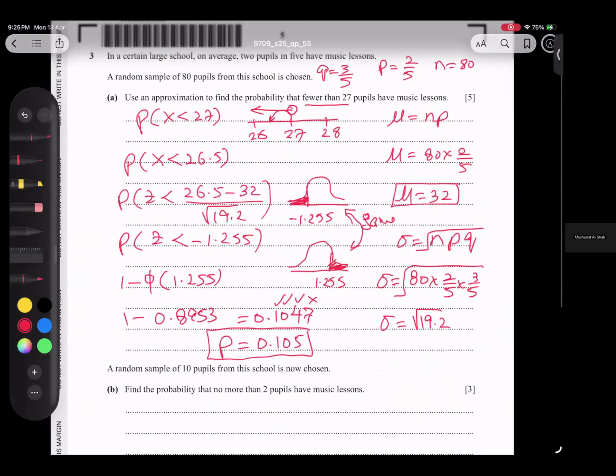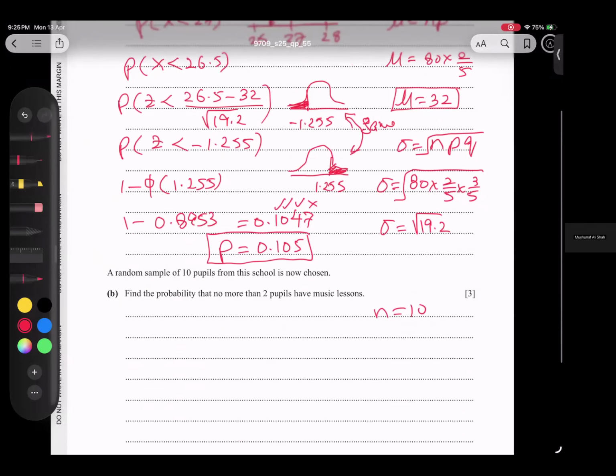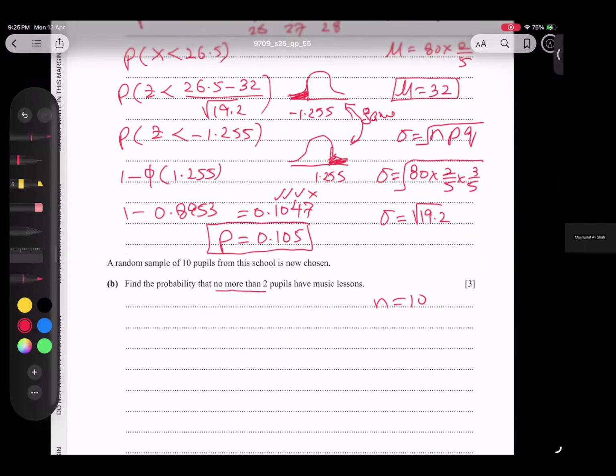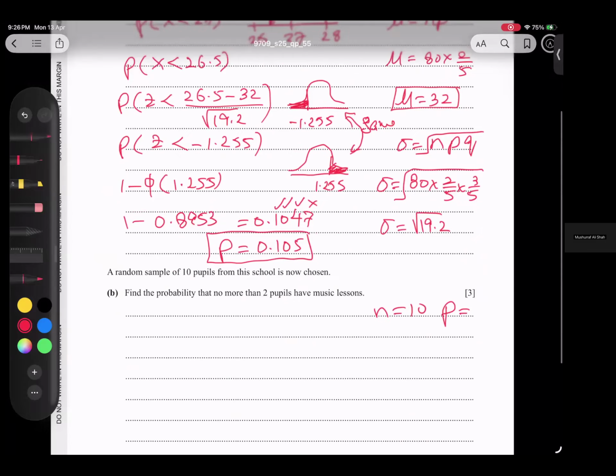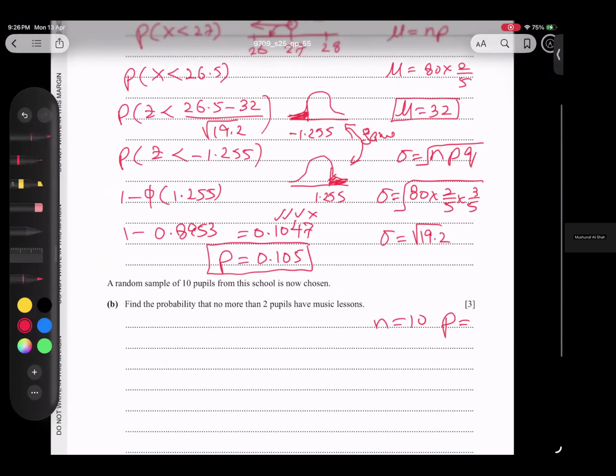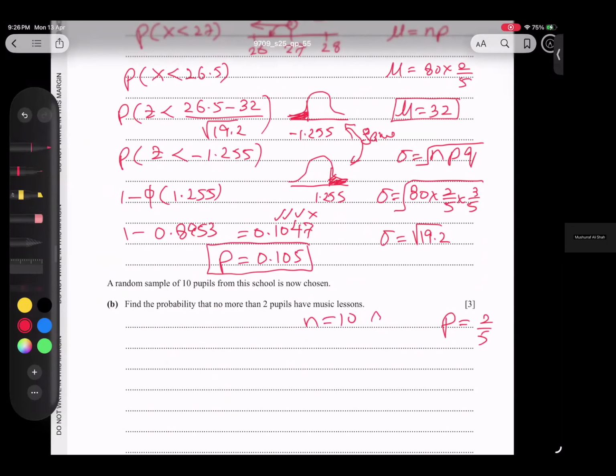Next part of the same question. A random sample of 10 pupils from a school is now chosen. So it means a sample of 10 is taken. Find the probability that no more than 2 have music lessons. So the probability of music lessons is favorable, which we already have as 2 by 5. And q we have as 3 by 5.